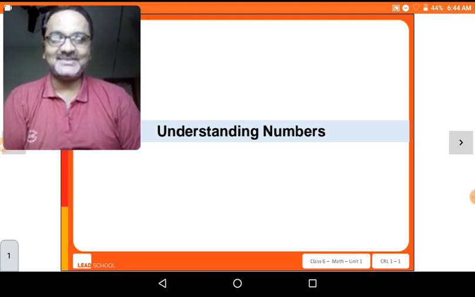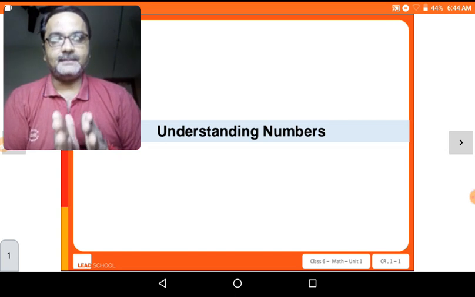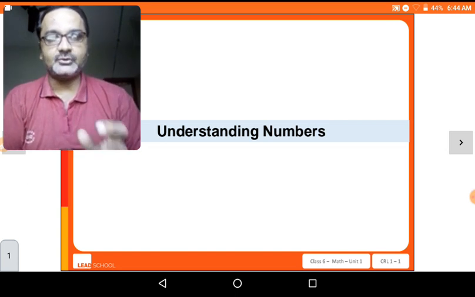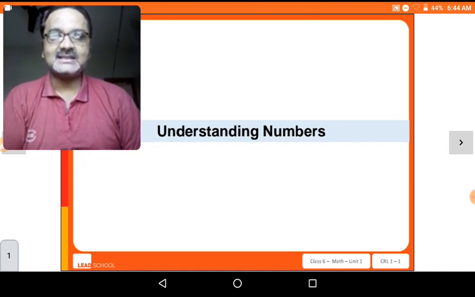So let us start. We will rapidly go through and understand the various numbers, and we will also learn how we can say that a particular number is categorized under which system. So let us start with it.